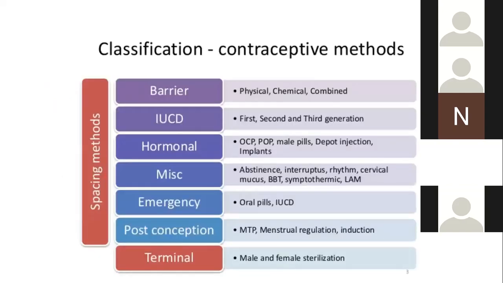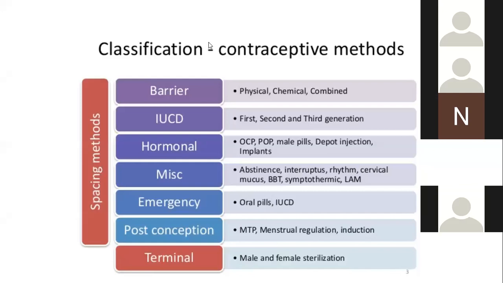Okay, coming to the classification of the different contraceptive methods. This is an important slide, as it will tell you all about the different methodologies available. So there are the barrier contraceptives. When we talk about barrier contraceptives, it says physical, chemical, and combined. Physical barrier contraceptives mean the male condoms, female condoms, diaphragms; the chemical contraceptives are spermicides, or a combination.